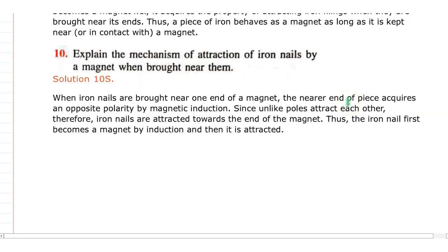Explain the mechanism of attraction of an iron nail by a magnet when brought near it. When iron is brought near one end of a magnet, the nearest end of the piece acquires the opposite polarity by magnetic induction. Since unlike poles attract each other, and the unlike pole is nearer than the like pole, the force of attraction is greater than the force of repulsion. That's why the magnet attracts iron or iron nails.